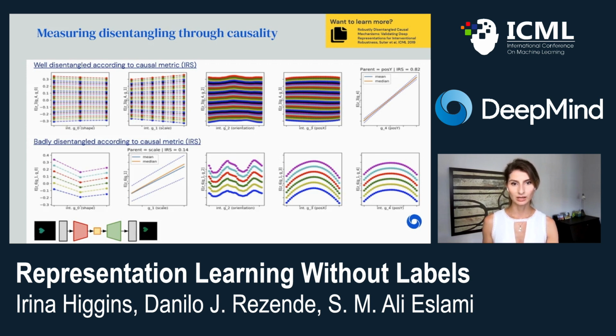In the top row, as we change the value of the position y generative factor in the rightmost subplot, we see that the values of the other learned latents that represent changes in position x, orientation, scale, or shape remain relatively invariant. So this model scores highly using the causal disentanglement metric and matches our intuitions for what disentangled representations should look like. On the other hand, changes to scale in the second row result in significant changes to the other latents of the model, indicating that this representation isn't well disentangled intuitively, and it is also scored low by the causal metric.